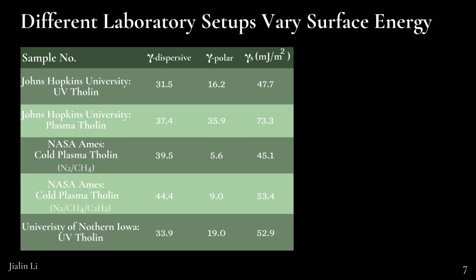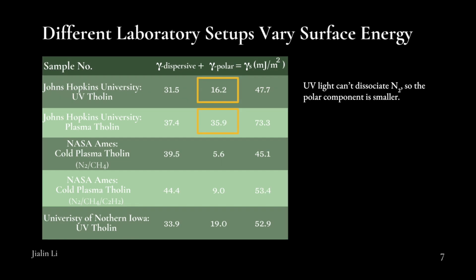Our Johns Hopkins University samples are produced under the exact same experimental condition other than their energy source. However, the 2 samples have quite different surface energies. UV Tholin has a smaller polar component compared to plasma Tholin, even though their dispersive component is similar. This can be caused by the fact that UV rays can't dissociate nitrogen directly. Nitrogen is the main contributor to the polar components of the molecule, so not being able to dissociate them lowers the polar component of the surface energy.